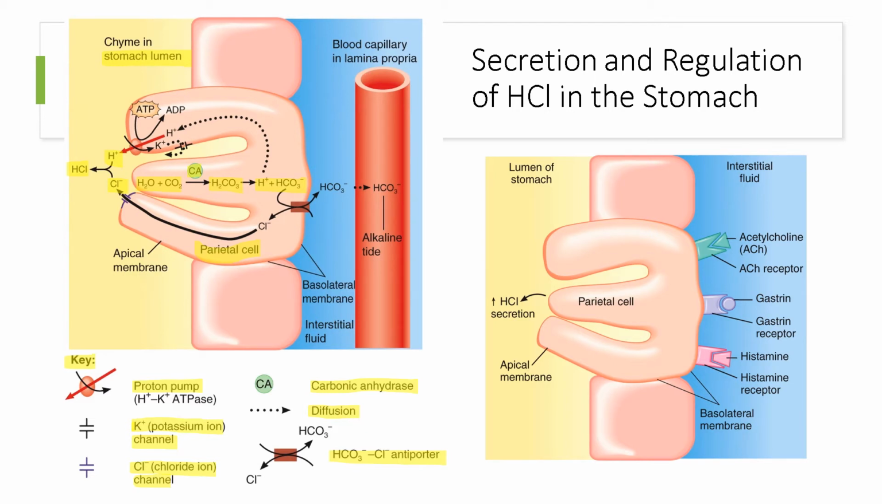And that hydrogen ion will come all the way over here, where a proton pump will actively transport hydrogen into the lumen, while at the same time bringing potassium in. So this is a hydrogen potassium ATPase. It will pump hydrogen out and at the same time pump potassium ions into the cell.